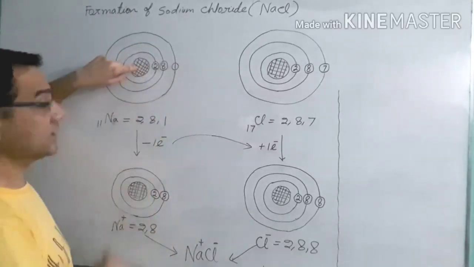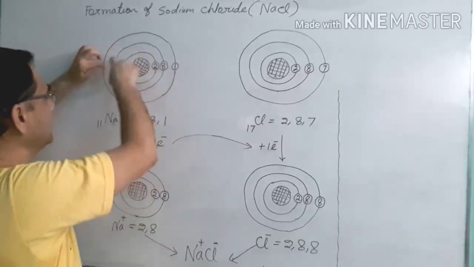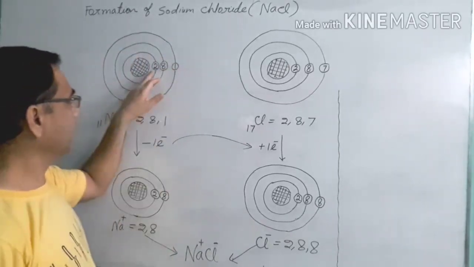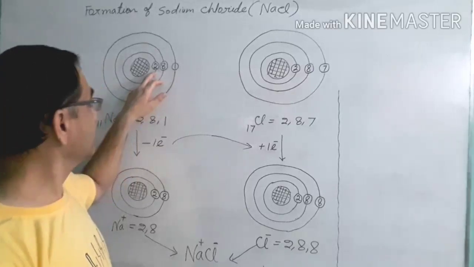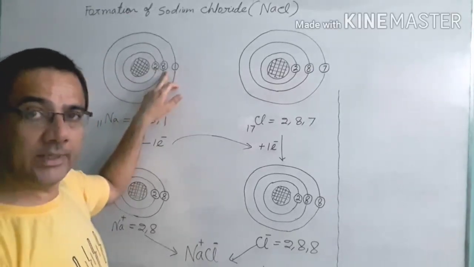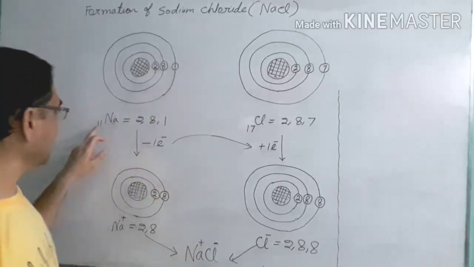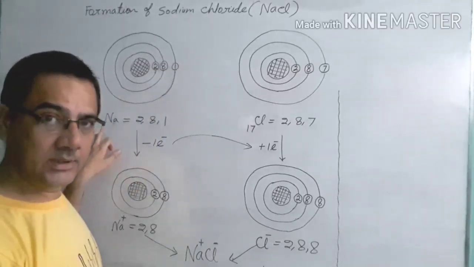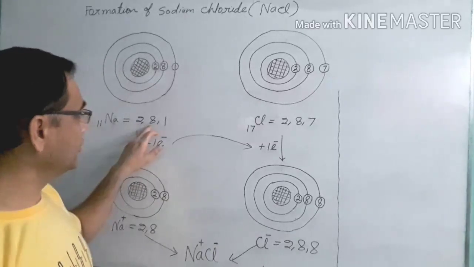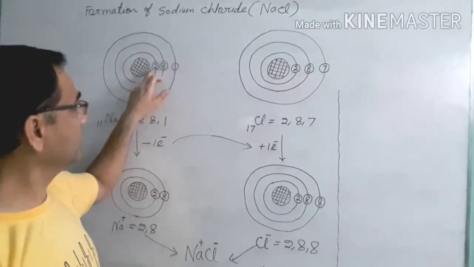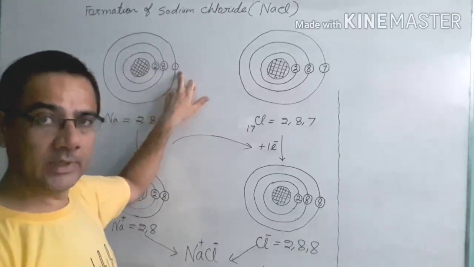This is the nucleus of the sodium. This is the first shell, second shell, third shell. First shell accommodates 2 electrons, second shell accommodates 8 electrons, third shell accommodates 1 electron. So sodium has the atomic number 11, number of electrons 11, electronic configuration 2, 8, 1. First shell 2, second shell 8, third shell 1 electron.